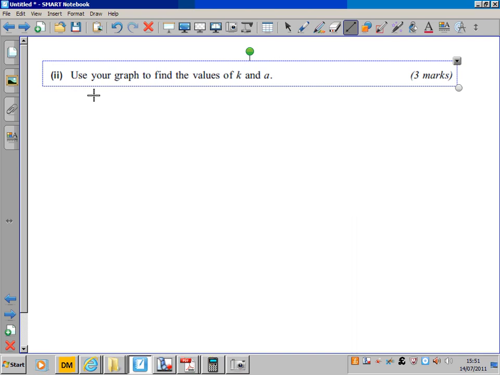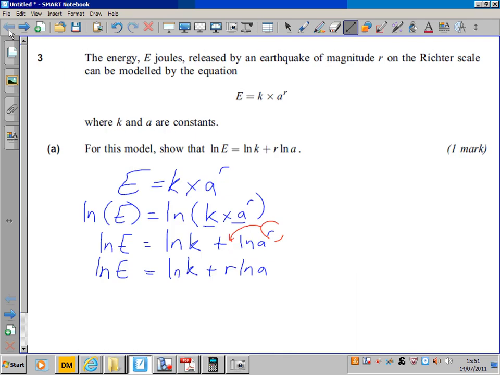Right, next part of this question. Use your graph to find the values of K and A. Right, to do that I need to remind myself of what the original equation was. Okay, so the original equation was E equals K times A to the power of R. Now I need to find the K and the A. For that I'm going to use this form.